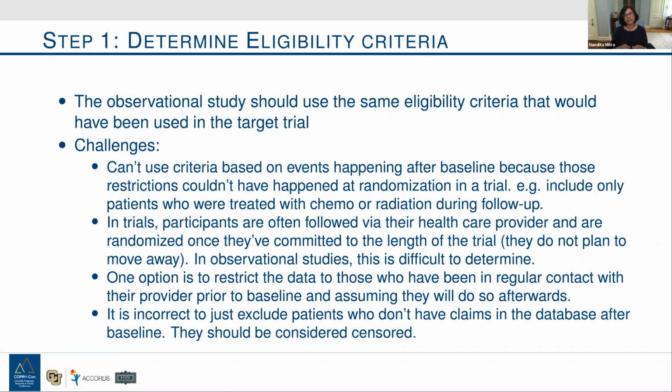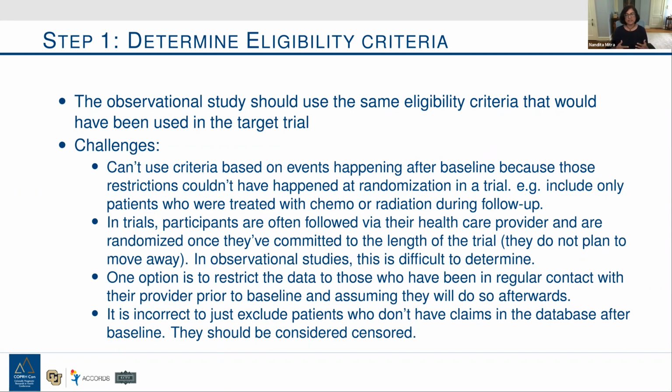Also, when you're running a clinical trial, the participants are often followed through their healthcare provider and are randomized once they've committed to the length of the trial. So they're agreeing to join a trial. They understand the trial is going to run for, say, 2 years, and they're committing to that. In an observational study, that's hard to determine. So if you don't have much follow-up or any follow-up at all, oftentimes those people are just dropped from the observational study.